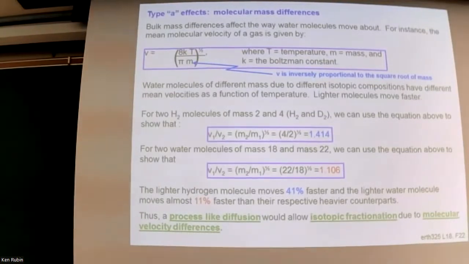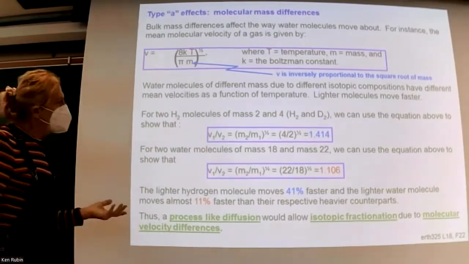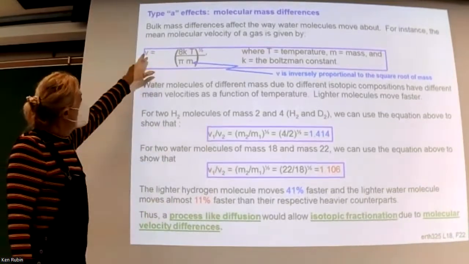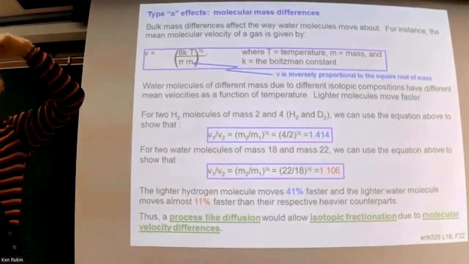So for instance, if I have two water molecules or two hydrogen molecules in the example, this is for hydrogen and this is for water. I write this equation twice and I put it on top of each other.